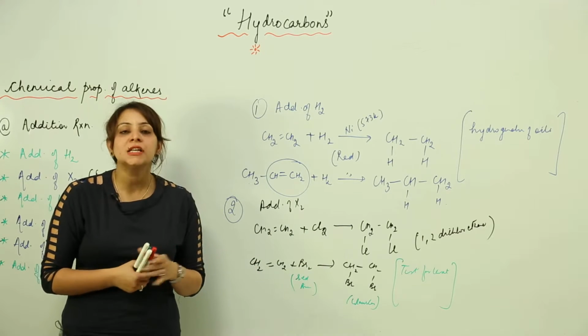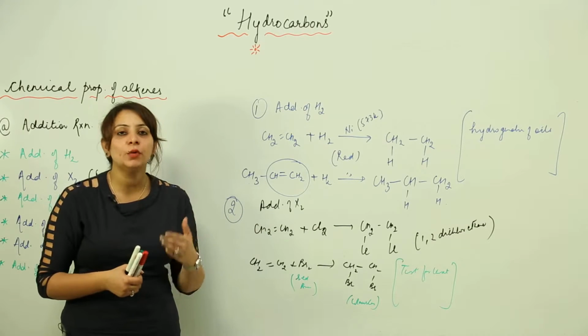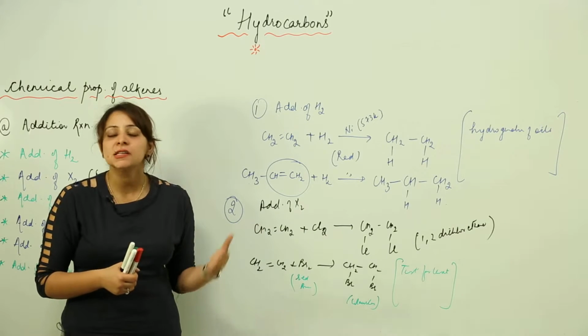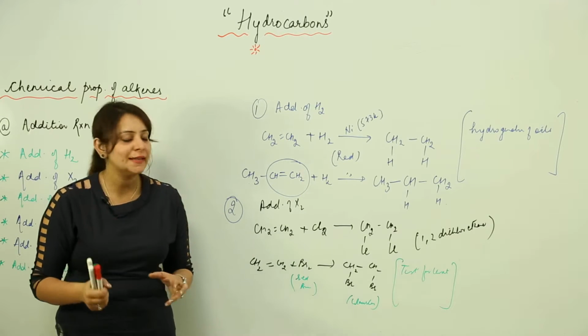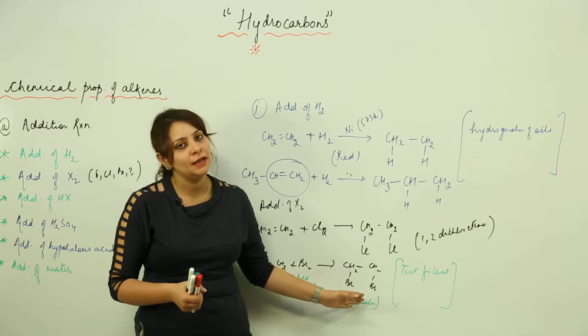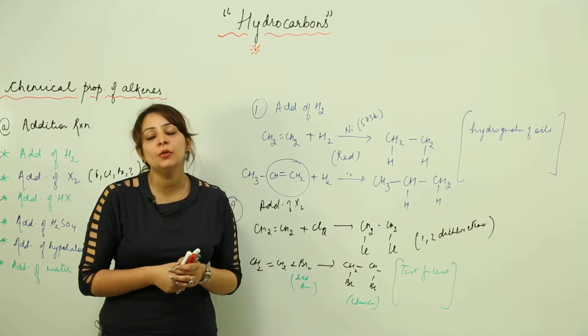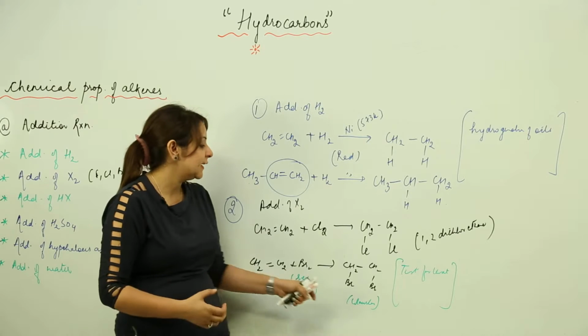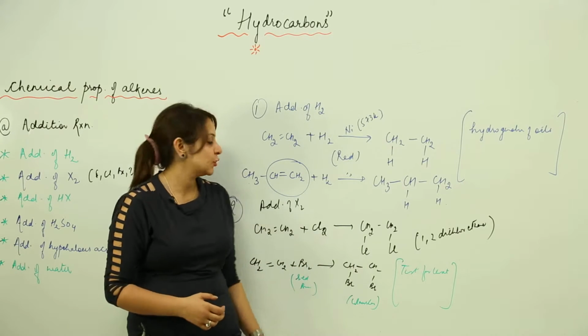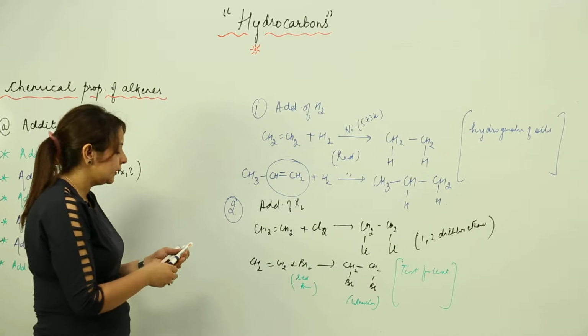What you need to do is add bromine to it. Initially the bromine color is reddish brown, but when you add it and shake the test tube, you get a product which is colorless. So if the reddish brown color of bromine gets discharged, obviously it is an unsaturated compound. So this is the addition of halogen.